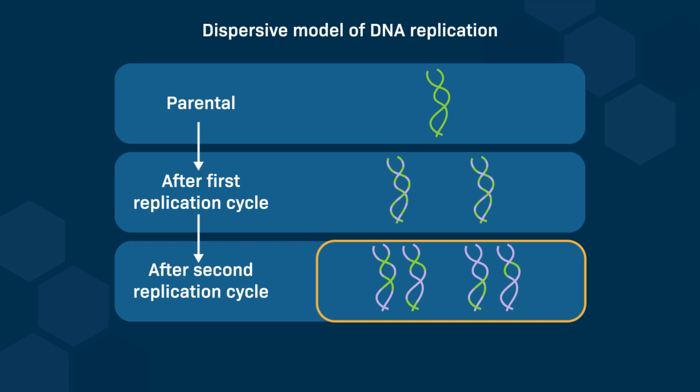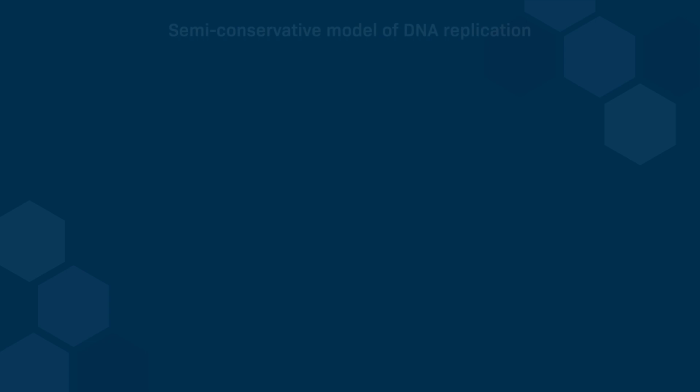Consequently, with each round of replication, the original DNA content becomes progressively diluted among the newly synthesized DNA. This results in the original DNA being gradually spread out and mixed with the new DNA over successive generations. Now let's explore the semiconservative model of DNA replication.